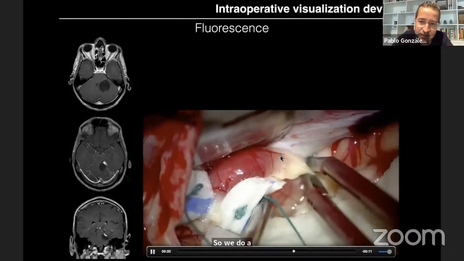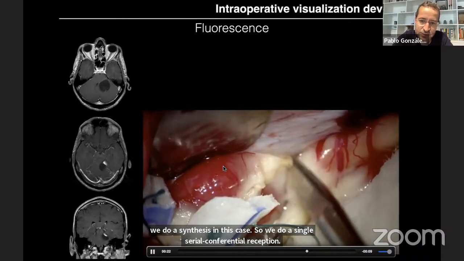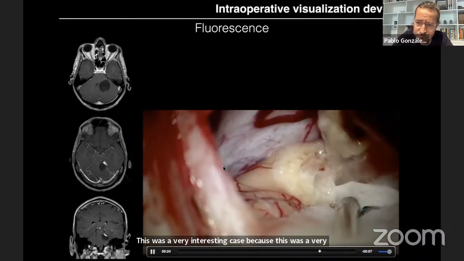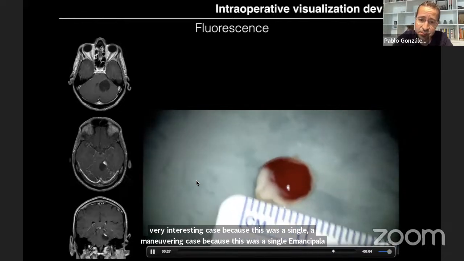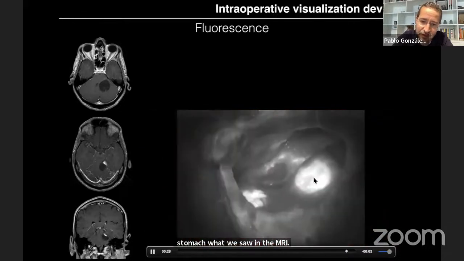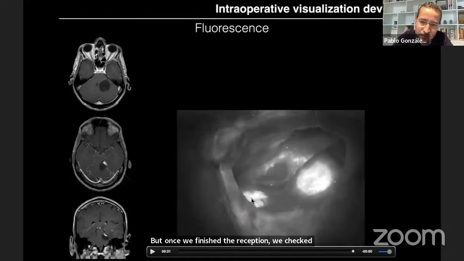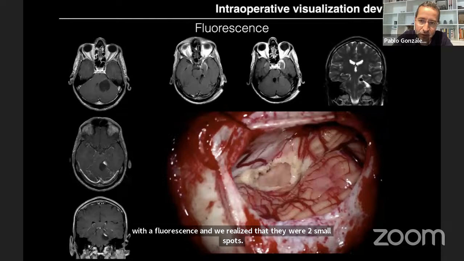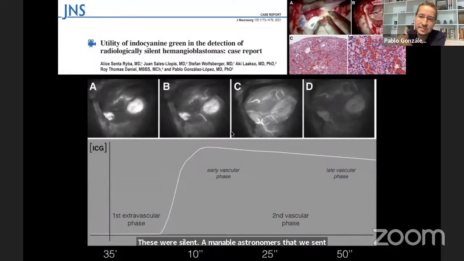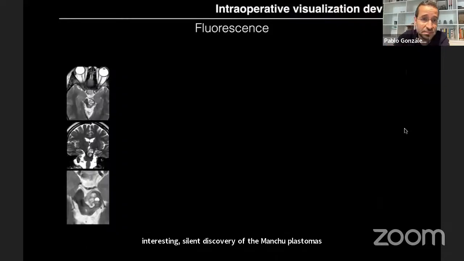This was a very interesting case because this was a single hemangioblastoma, as we saw in the MRI. But once we finished the resection, we checked again with fluorescence, and we realized that there were 2 small spots. These were silent hemangioblastomas that we sent for pathology, and we published this finding in the Journal of Neurosurgery a few years back because it was a very interesting silent discovery of hemangioblastomas with intraoperative ICG, which were not seen in the pre-op imaging study.